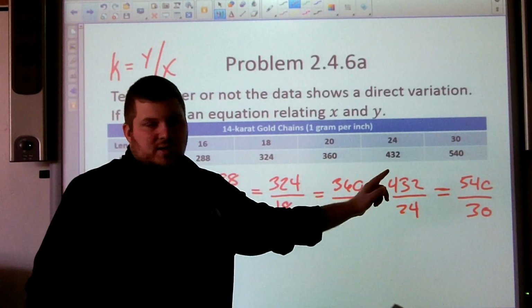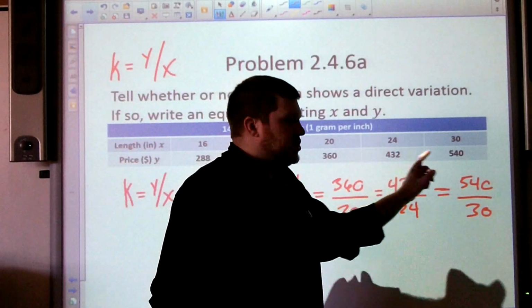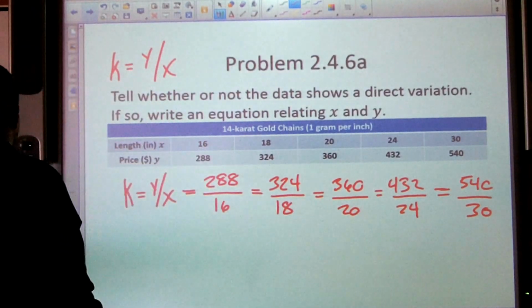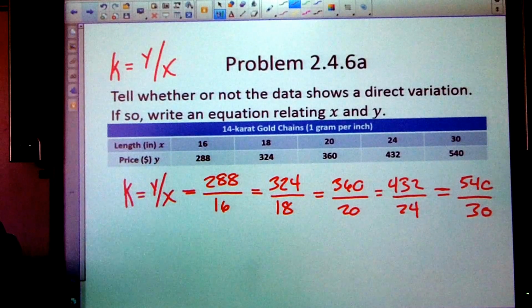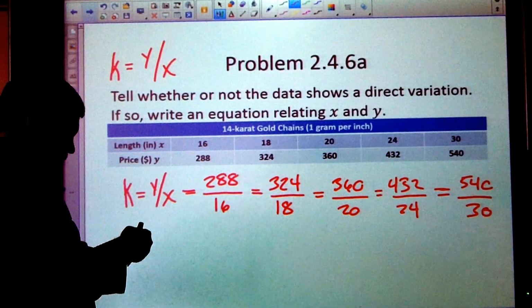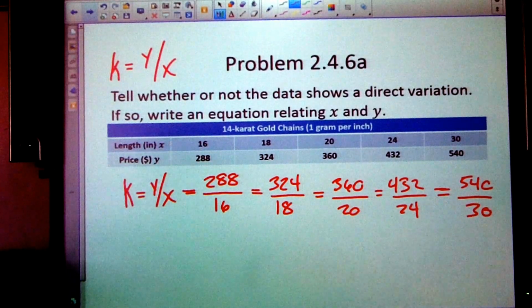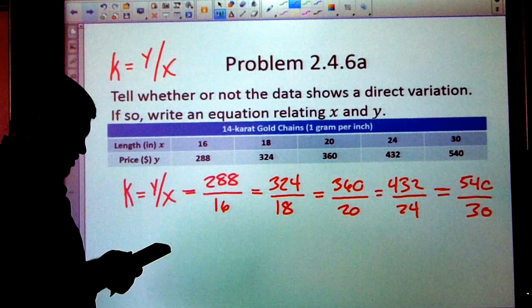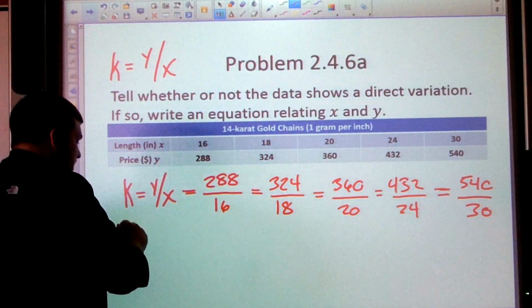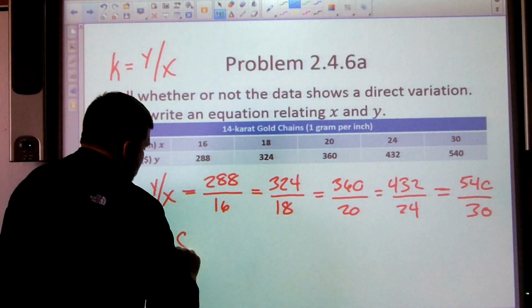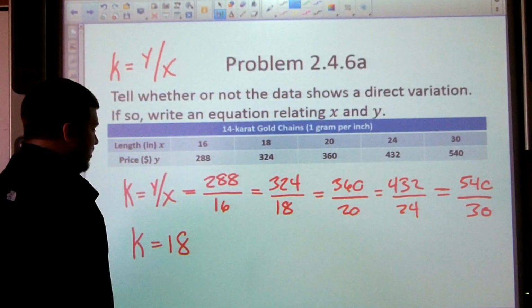I know, because I've already worked this problem before, that this is a direct variation problem. If you go through and check each one of these ratios, you'll get the exact same thing. So let's just double check what that value is. I'm just going to do the first one, on my calculator. All right, here we go. So I have 288 divided by 16, which is 18. So my k is equal to 18. And what you should find for each one of these is it's 18 all the way across. So yes, this is a direct variation problem.